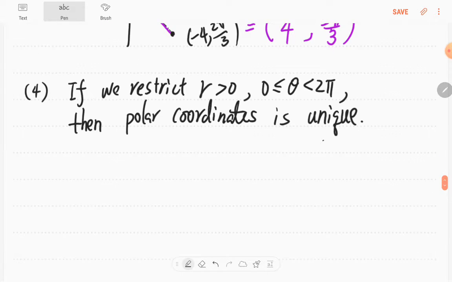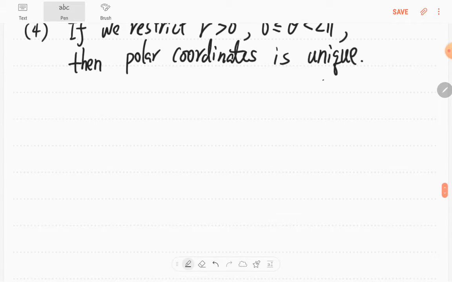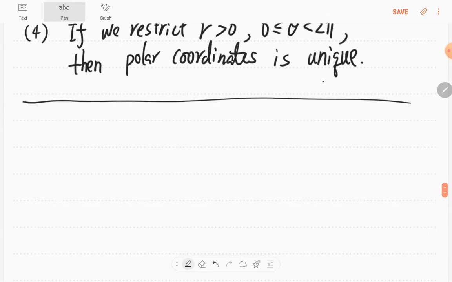Okay. Since the polar coordinates r, theta and the rectangular coordinates xy can represent the same point, there must be some relation between these two coordinates. So now let's look at the coordinate conversion.